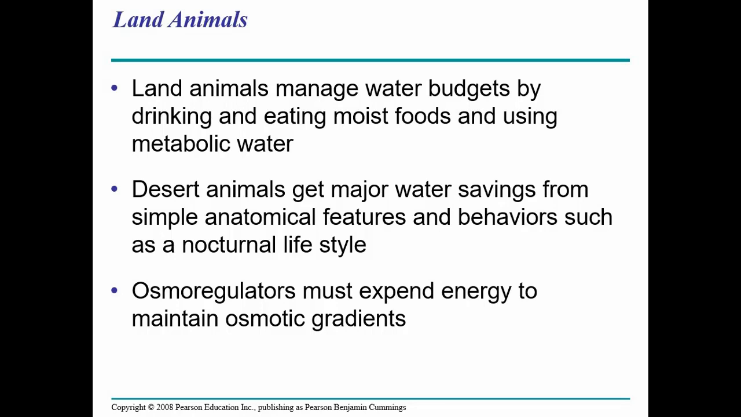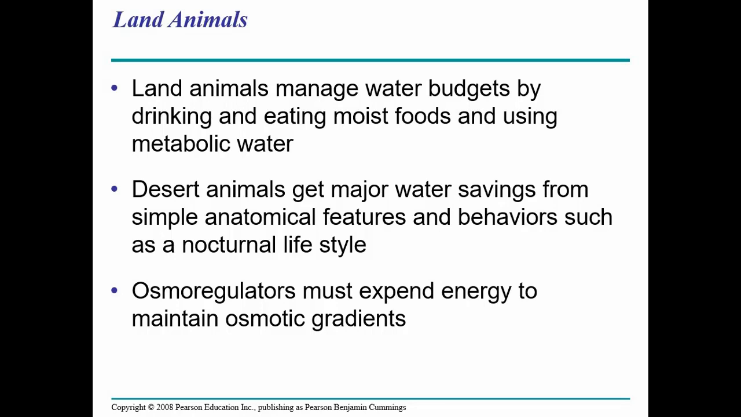Desert animals get major water from... slightly, they are very unique because some of the body structure or the anatomical features in the desert animal is slightly a bit unique and different from us. And also they have a certain behavior that led them to do their activities during the night, or we call it nocturnal life.